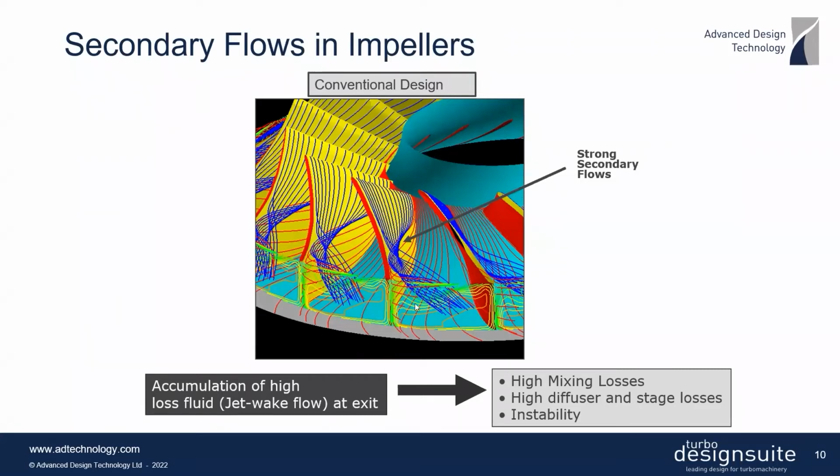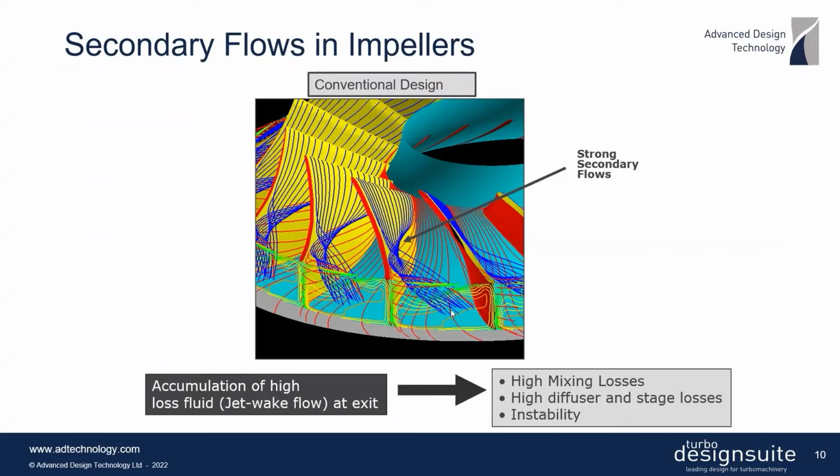In fact, this non-uniformity at the exit can result in high mixing losses and then high diffuser and stage losses, and also it can contribute to compressor instability, at least in the case of vane diffusers. So in fact, it is one of the major sources of loss for many industrial applications, at least for subsonic impellers. For transonic impellers, as we'll see later, shock losses become the more dominant source of loss, but here it would be secondary flows. And so what we want to do is to look at how we can actually reduce this exit flow non-uniformity.